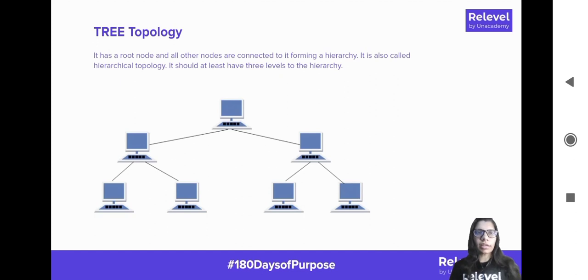So this is just like a tree, where there is a root node and all the devices are connected in the form of a hierarchy. That's why we also call it hierarchical topology, and it should have at least 3 levels in the hierarchy to maintain this topology.